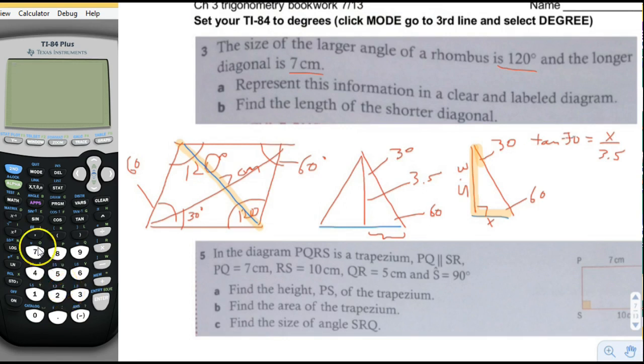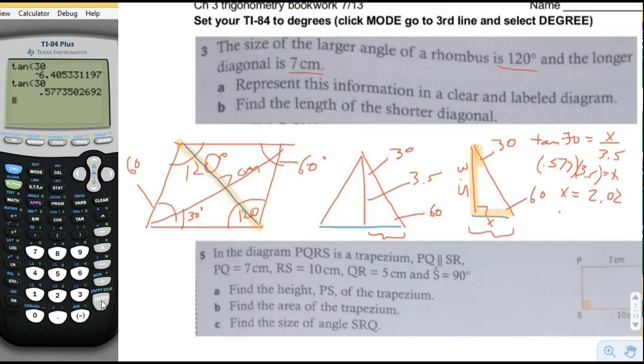And tangent of 30, we can do on our calculator, tangent 30. And we have negatives. Oops, I need to put it in degrees mode. So now we're going to do tangent 30 again. Tangent 30, 0.577. So 0.577 times 3.5 equals x. So x is equal to 2.02, and of course the blue line is actually twice this blue line, so we would multiply it times 2, so it would be 2 times 2.02 would be 4.04.